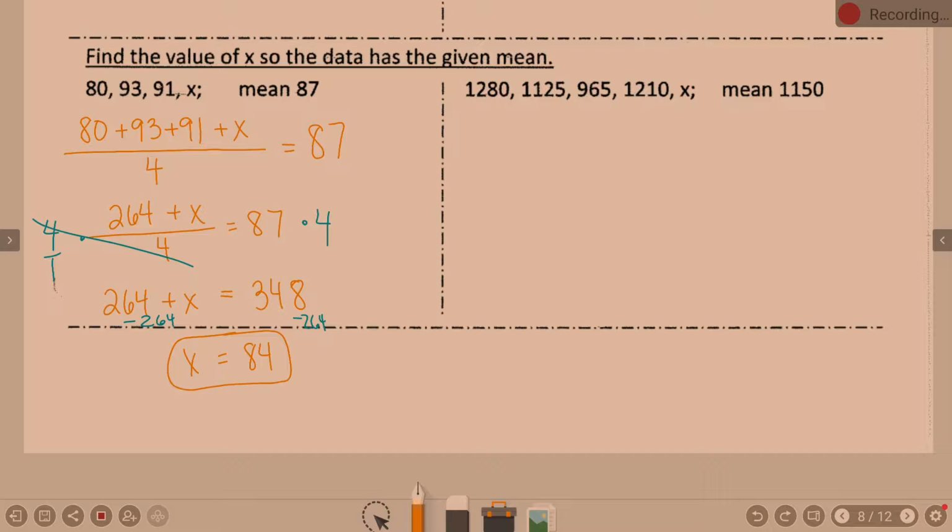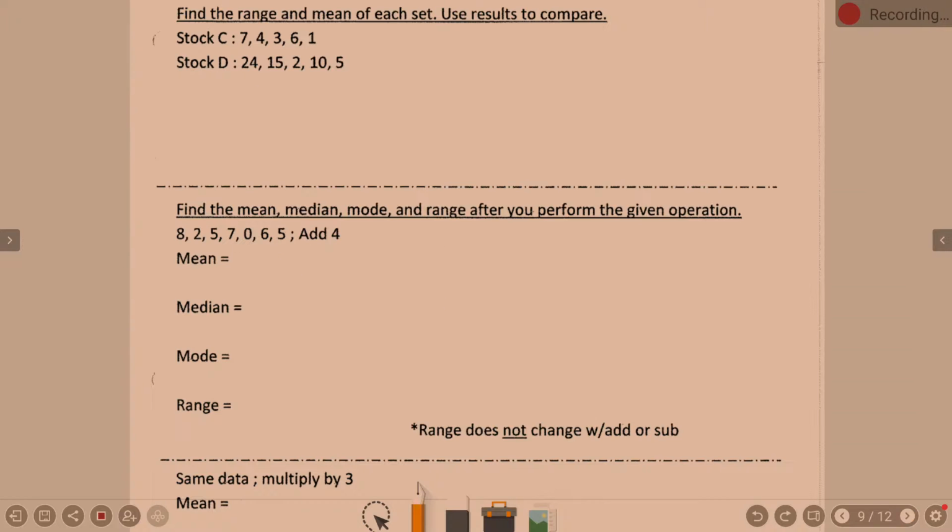So you can handle that. Do you want to do the next one, or you want to skip to the back? Okay. I'll be honest, I don't remember what's on the back. Range and mean.